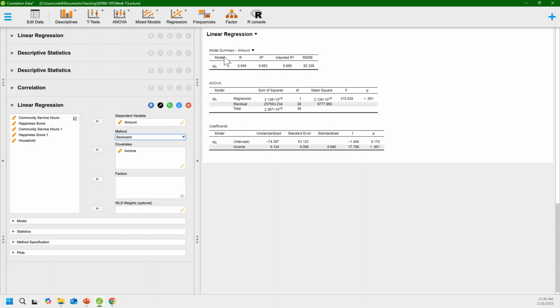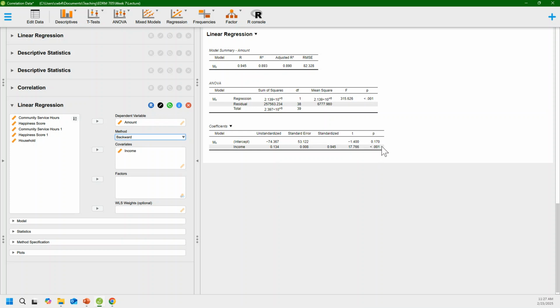And then also in this model summary table here, we also see our R squared value is that same 0.893 that we calculated already. But our intercept is a negative value, it's negative 74.367. And our income has a value, our slope is on the row that says income is 0.134. These are the results of that significance test.